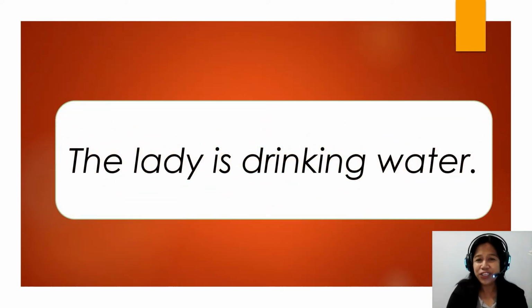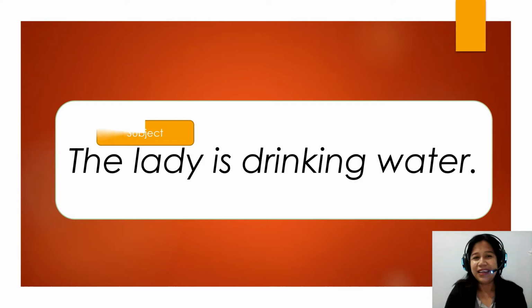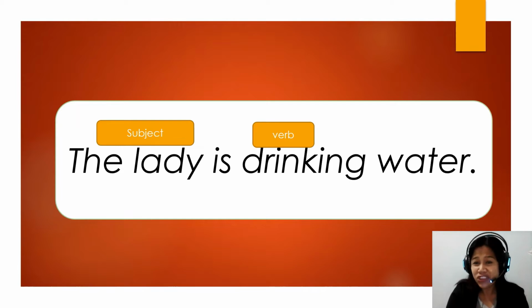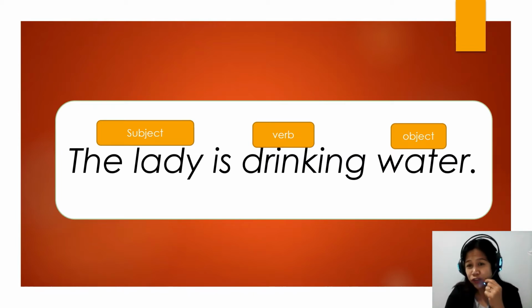The lady is drinking water. Who is the subject in the sentence? The lady. And what is the lady doing? Is drinking. Is drinking what? Water. Alright, so the lady is the subject, is drinking is the verb, and water is the object. Very nice sentence, isn't it? Let's go to the next page.